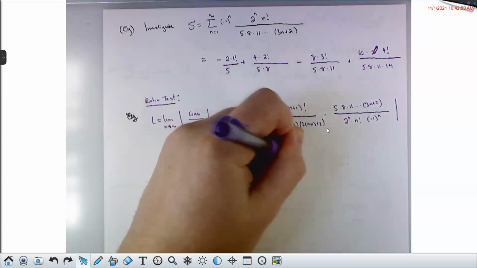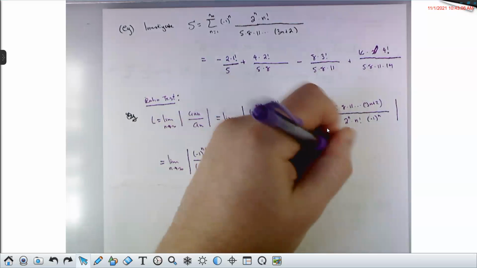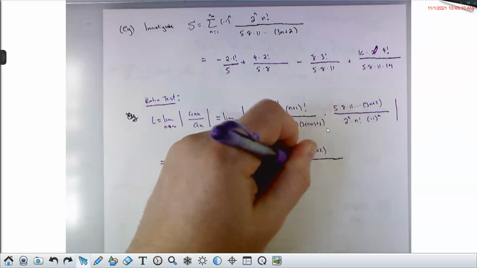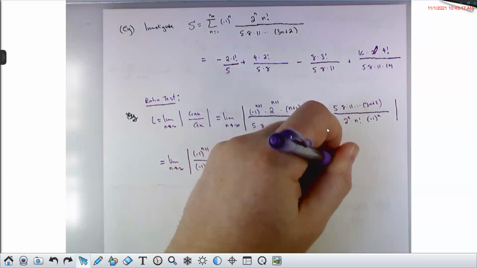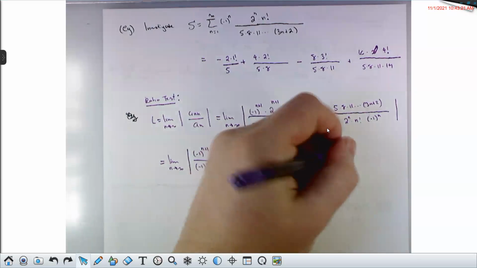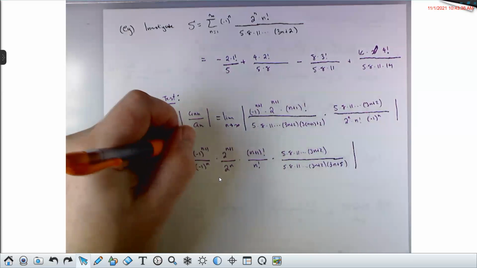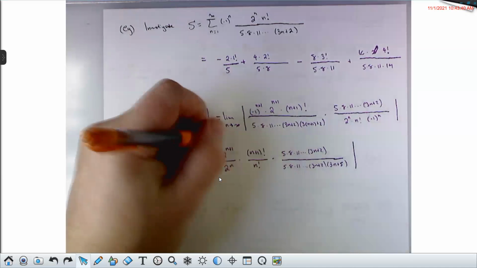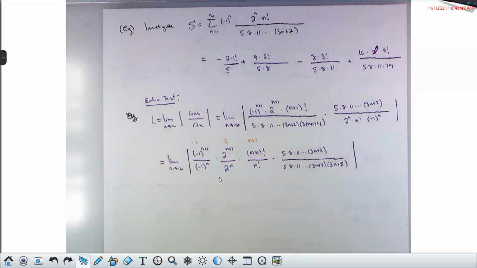And then my weird product, 5, 8, 11 out to 3n plus 2, divided by 5, 8, 11, 3n plus 2, and then 3 times n plus 1 is 3n plus 3, plus 2 is 3n plus 5. So here's my ratio test limit written out in a nice form where I can start working with things. Negative 1 to the n plus 1 divided by negative 1 to the n is negative 1. 2 to the n plus 1 divided by 2 to the n is 2. n plus 1 factorial divided by n factorial is just n plus 1. Maybe I'll write that out for you.